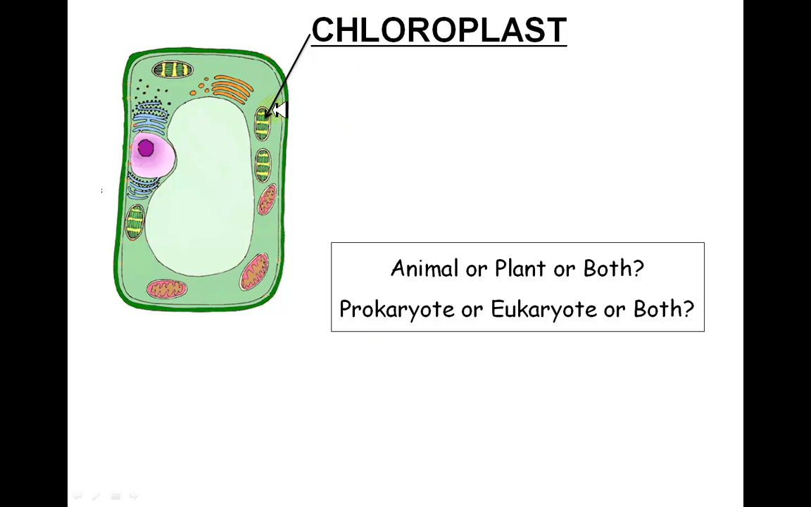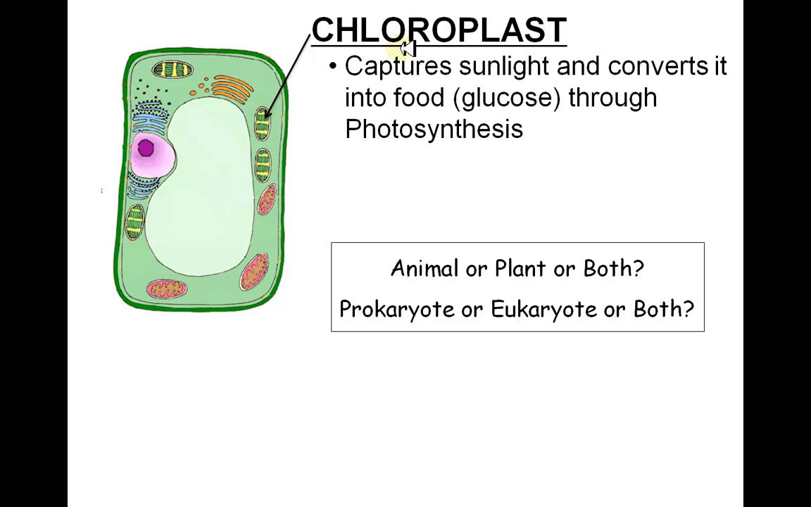The other type of organelle that does have a double membrane is the chloroplast. The chloroplast is the organelle that captures the sunlight and uses water and carbon dioxide absorbed by the leaves in the plant to create glucose in a process called photosynthesis. It contains the chlorophyll. Chlorophyll is the green material that gives plants their green color.